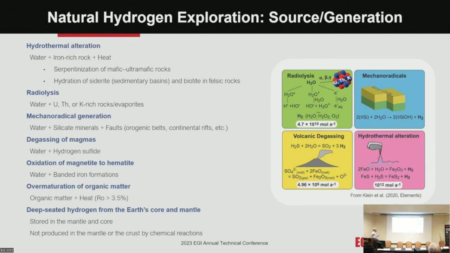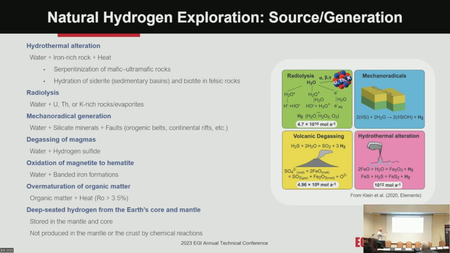So we have the hydrothermal alteration of iron-rich rock. We have radiolysis, which happens with radiogenic minerals. And then we have mechano-radical generation. This is something for a structural geologist, and it happens where you have movement of the crust. And then we have degassing of magmas, which happens around, for example, volcanoes, and the oxidation of magnetite and hematite, which is around banded iron formations, very old ones.